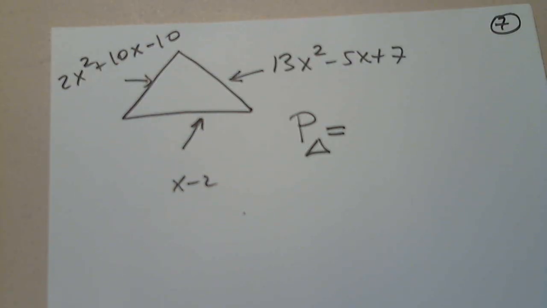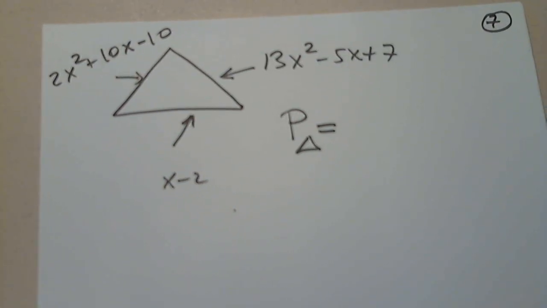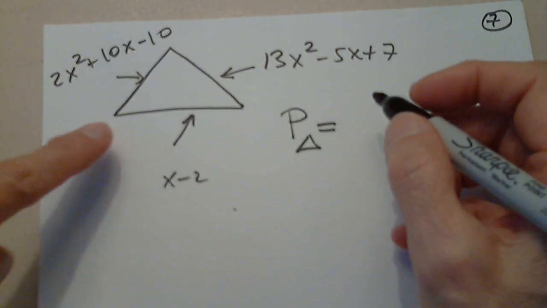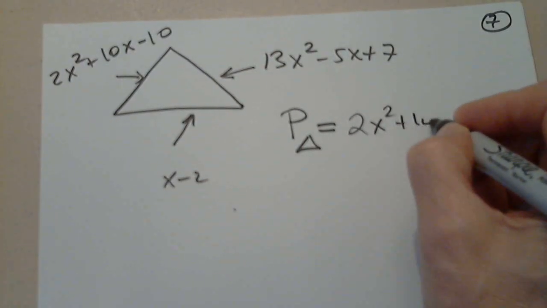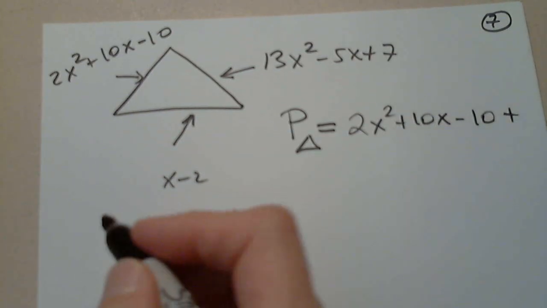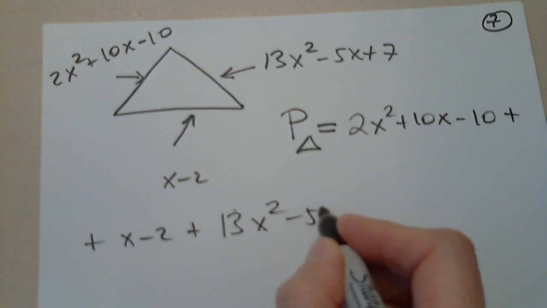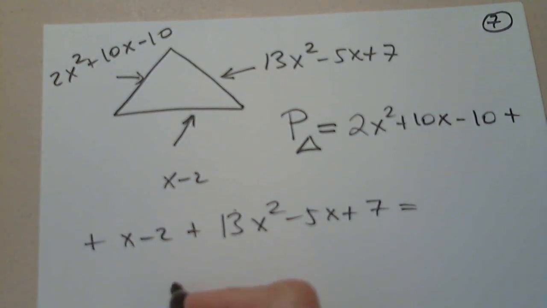So I'm just going to write them and wait for you to give me the answer. I start anywhere, it doesn't matter. I start at this corner. 2x squared plus 10x minus 10 plus x minus 2 plus 13x squared minus 5x plus 7.